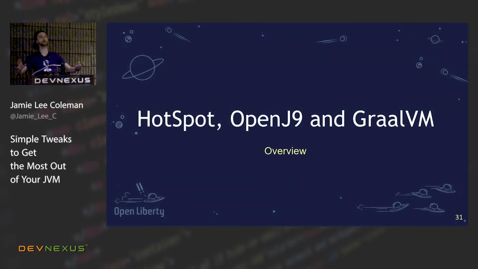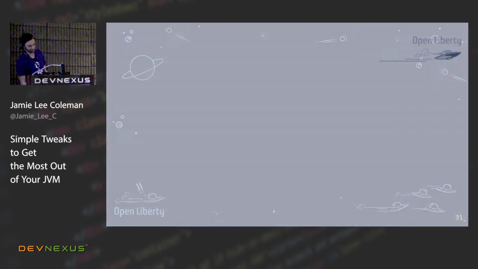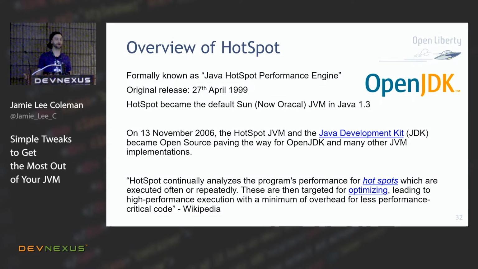So I'm going to give you a bit of an overview of these three JVMs and the benefits of them. Well, Hotspot's been around for a while, as we all know. Its original release was in 1999. It was created by Sun Microsystems. And in 2006, this was open source.